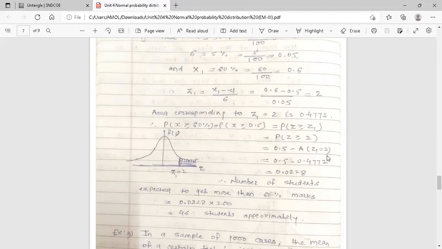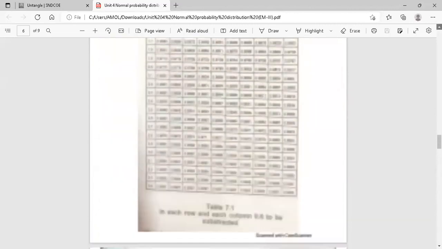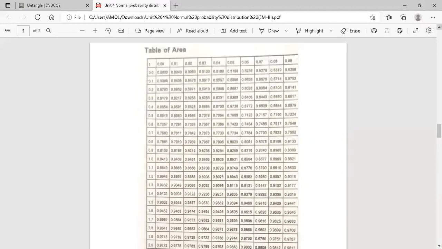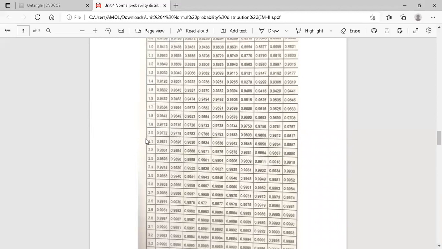Now you calculate the area of z1, which is 2. You can calculate it from the normal distribution table. Here it is, the normal distribution table. z equal to 2: find 2.0 in the first column. The difference is also 0 because the value is the integer 2.0, so the difference column is 0.00. So the area at 2.0 with difference 0 is 0.9772.